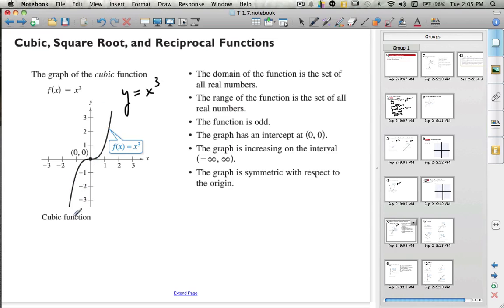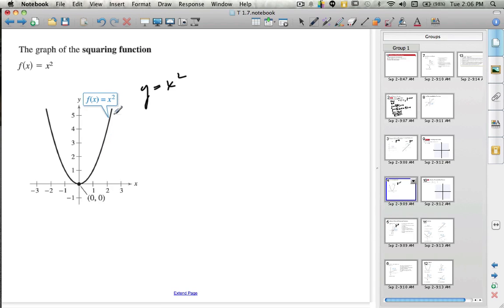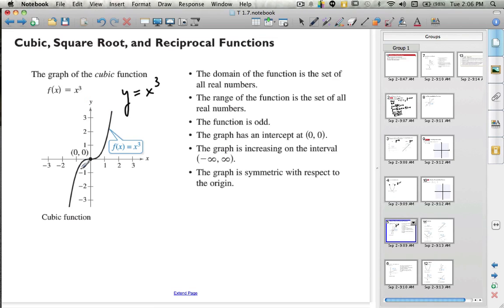It has some, you notice that either end does opposite things. With the squared function, the ends did the same thing. So in the squared function, the left end goes up, the right end goes up. In the cubic function, the right end goes up, the left end goes down. The domain of a cubic function is a set of all real numbers. The range is a set of all real numbers.